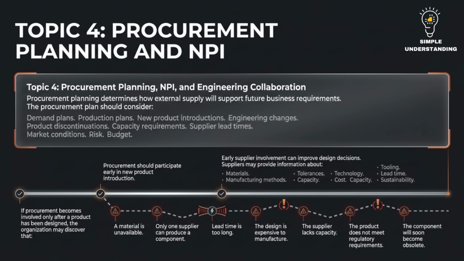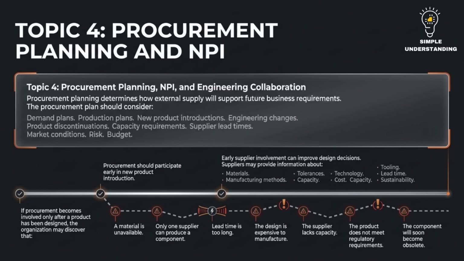Procurement should participate early in new product introduction. If procurement becomes involved only after a product has been designed, the organization may discover that a material is unavailable. Only one supplier can produce a component. Lead time is too long. The design is expensive to manufacture. The supplier lacks capacity. The product does not meet regulatory requirements. The component will soon become obsolete.